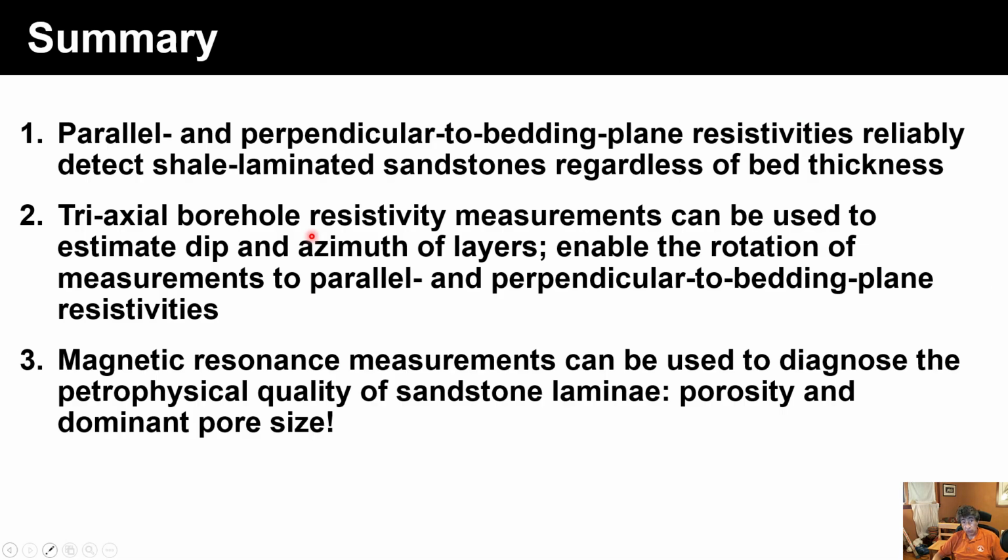And that's all, folks. Just to summarize, I have shown you that when we have these triaxial resistivity measurements, we can have access to rotated electrical resistivities. We can actually rotate the frame of reference to be aligned with the direction parallel and perpendicular to the bedding plane. And when you do the rotation, that immediately gives you a very good estimate of the dip and azimuth of these layers. So this tool, the triaxial borehole induction tool, allows you to, number one, estimate the dominant dip and azimuth, and second, rotate the electrical resistivity measurements to give you one parallel and one perpendicular to the bedding plane. Last but not least, if you combine those electrical resistivity measurements with magnetic resonance measurements, then there's a very good possibility that you can estimate the petrophysical quality of the intralayers of sandstone.